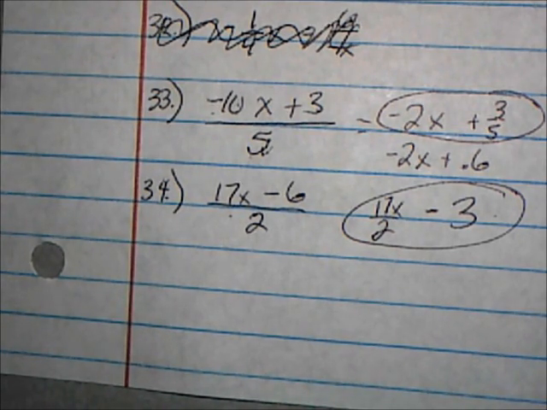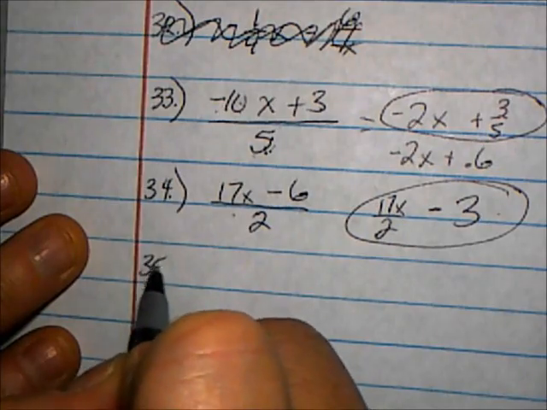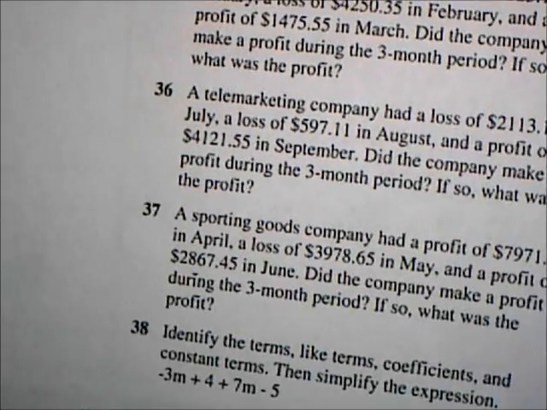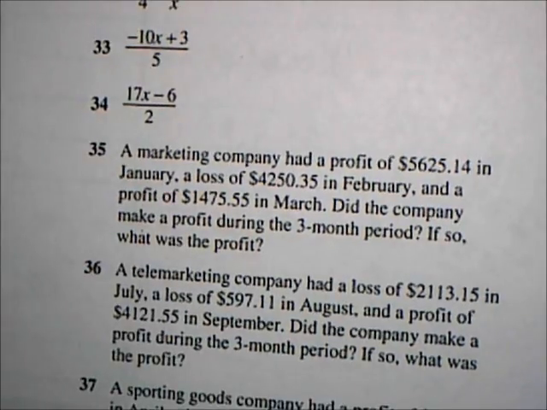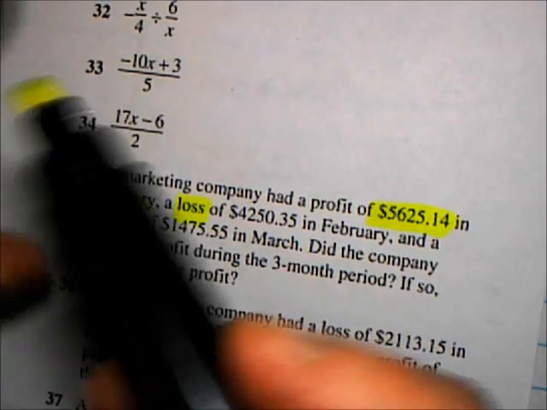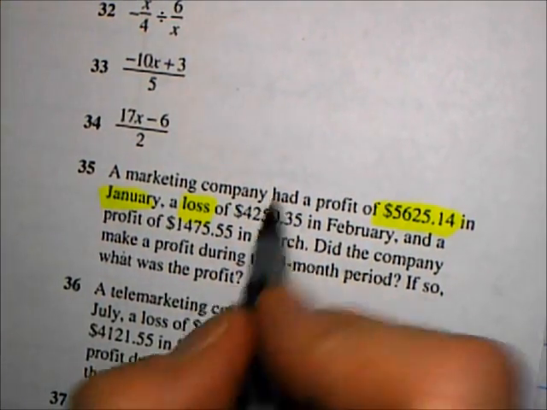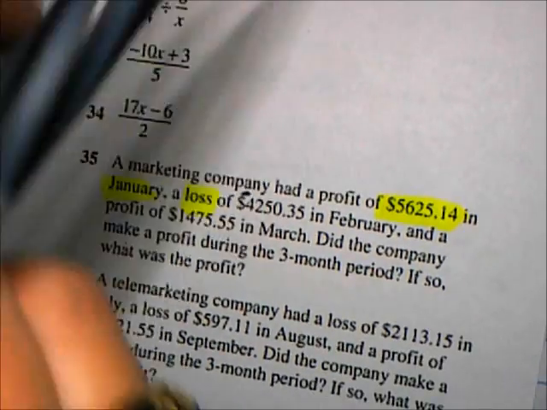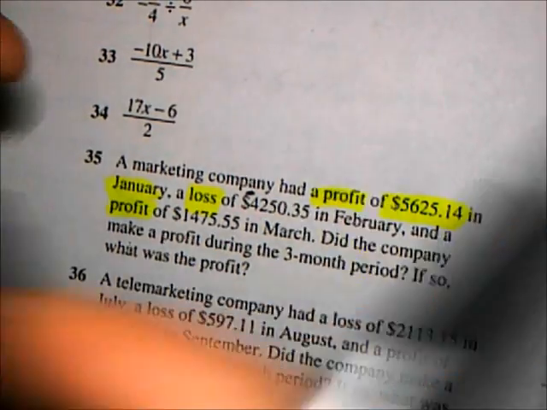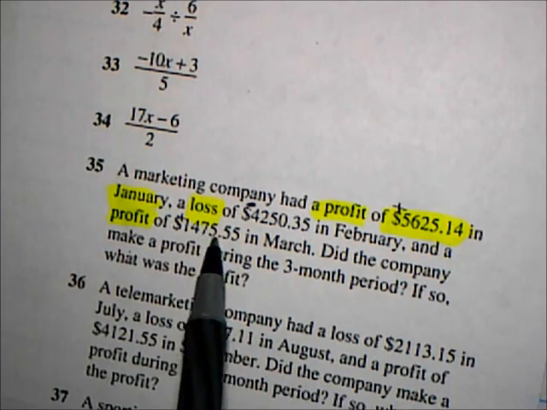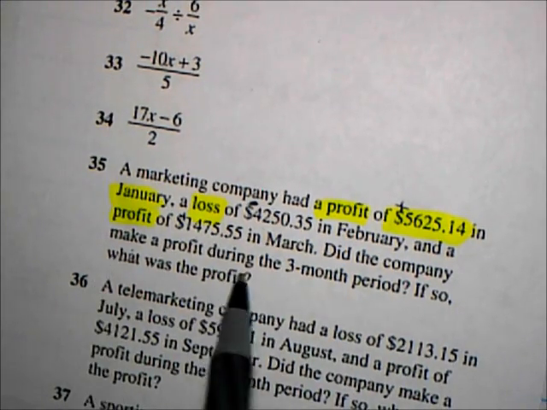Here's wonderful 35. What are we doing? 35, the one everybody hates. The marketing company has a profit of $5,625.14. In January, a loss, what kind of number is that? Yeah, that's going to be a negative 4,250.35 in February. And then a profit, what's profit mean? Yeah, that's like adding, it's like a positive. 1,475.55 in March. Did the company make a profit during the 3 month period?